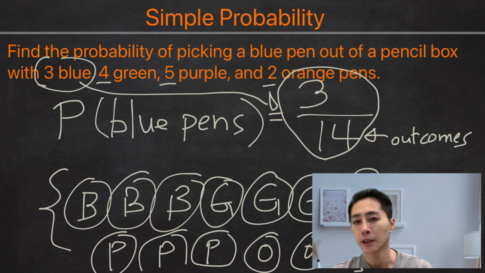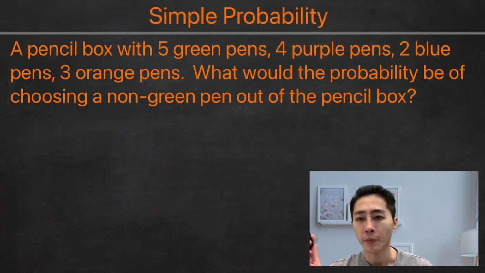So this means that our chance of getting a blue pen out of the pencil box would be 3 out of 14. And for our next example, we have a pencil box with 5 green pens, 4 purple pens, 2 blue pens, 3 orange pens. What would the probability be of choosing a non-green pen out of the pencil box?